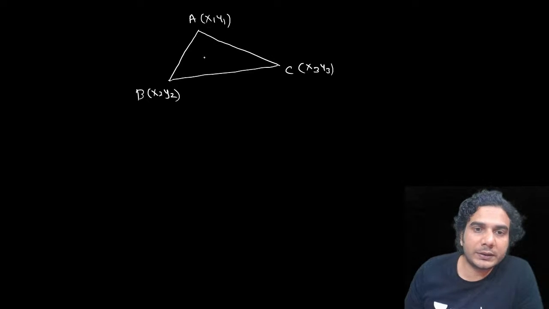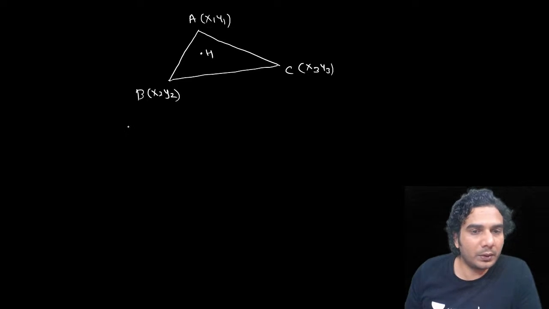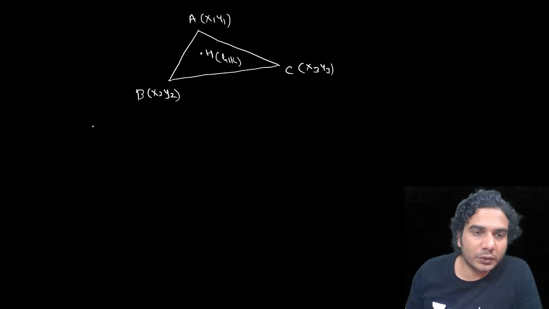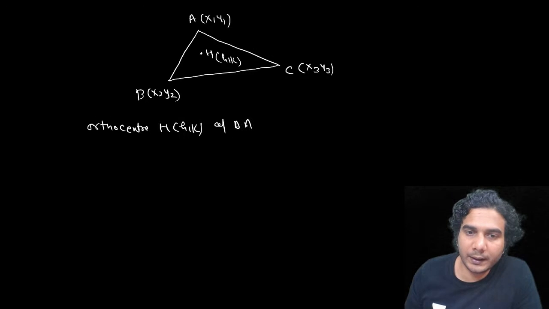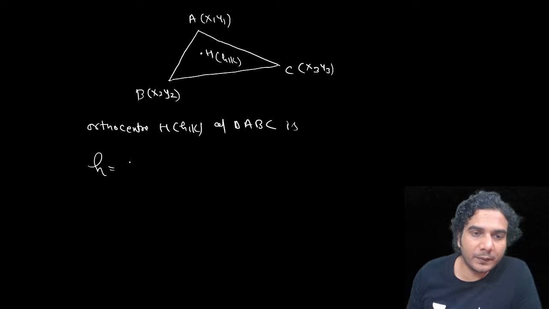So say H is the orthocenter here. Now the formula for orthocenter, let H be (h, k). So the orthocenter H, which is (h, k), of triangle ABC is given by, say this angle is A, this angle is B, and this angle is C.